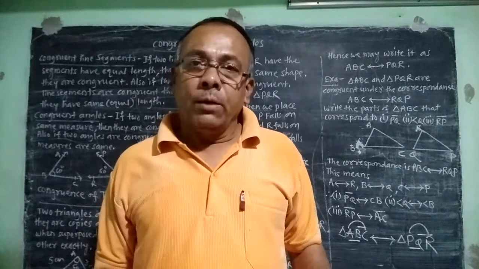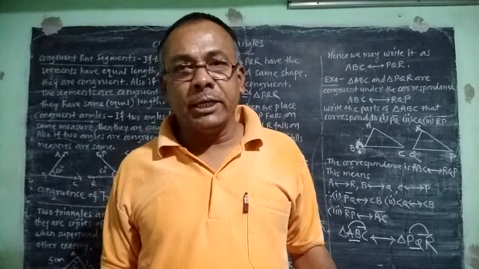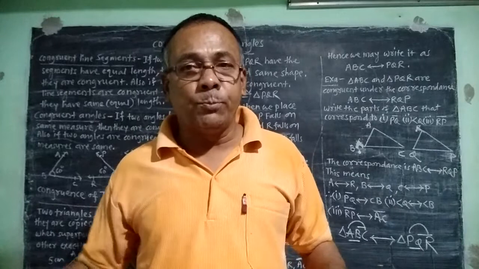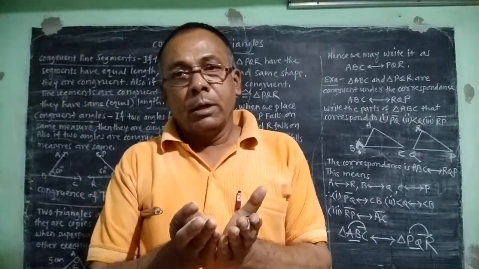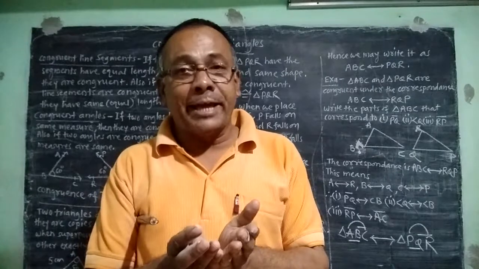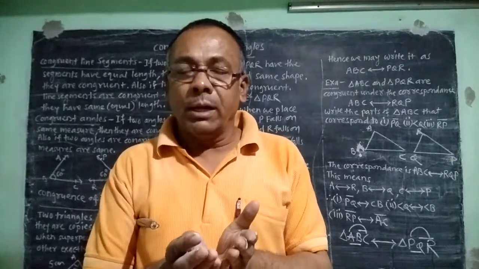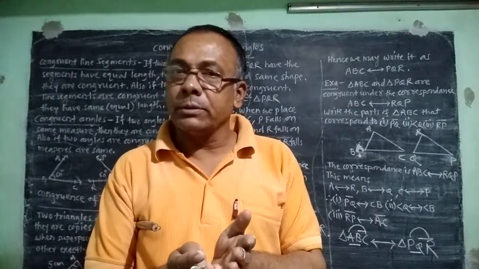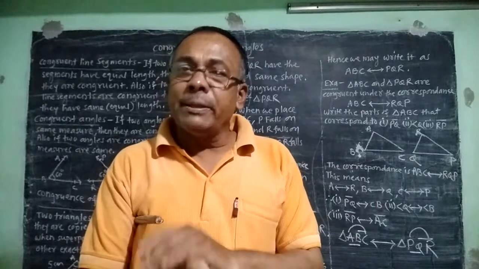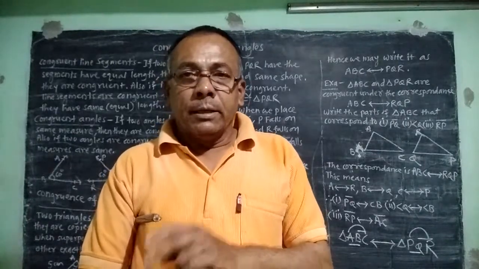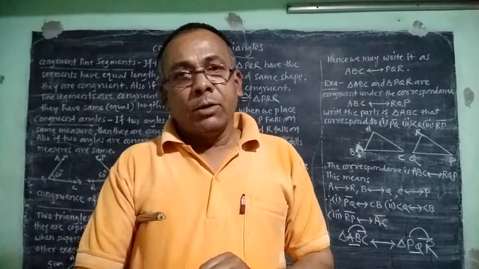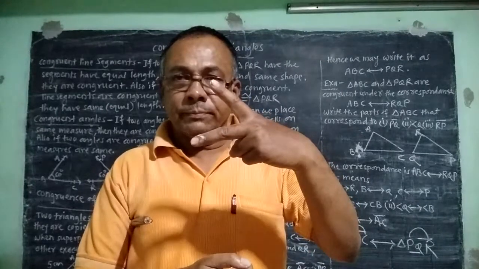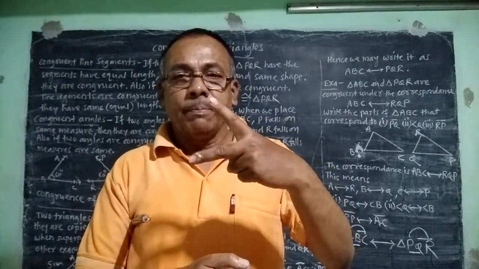If one segment is of length 5 centimeter and another is also 5 centimeter, and if we put them on each other, then it is seen that they match, means their lengths are equal, and therefore the two line segments are said to be congruent to each other. Similarly, two angles can be congruent if and only if their measures are equal.